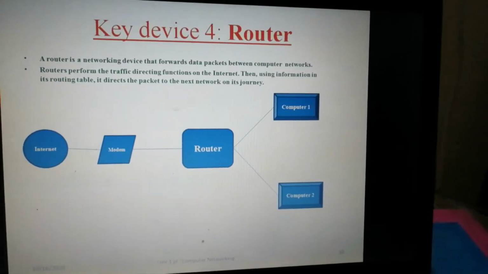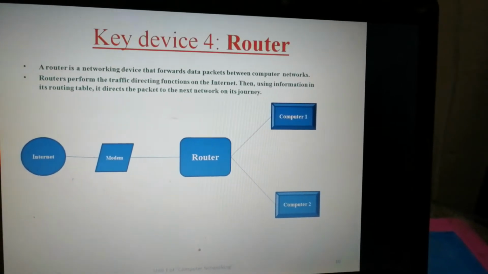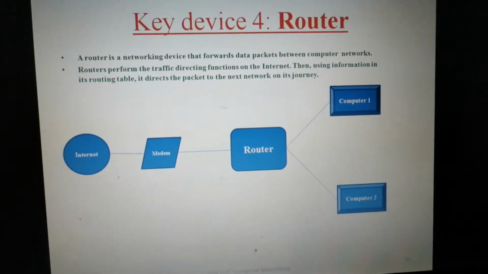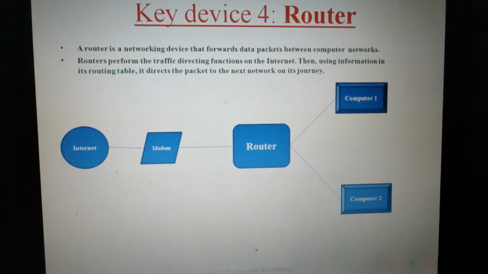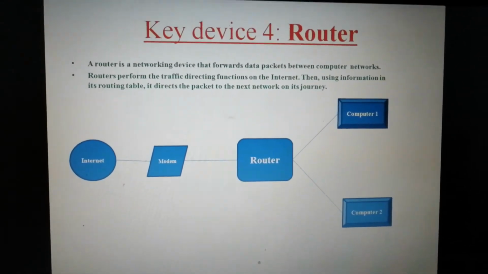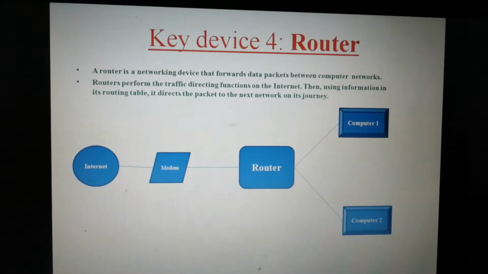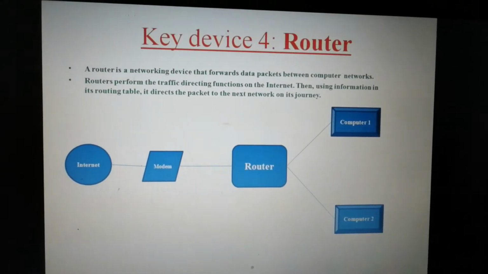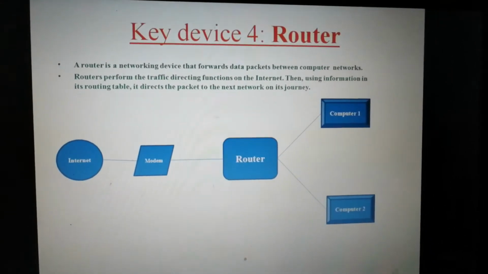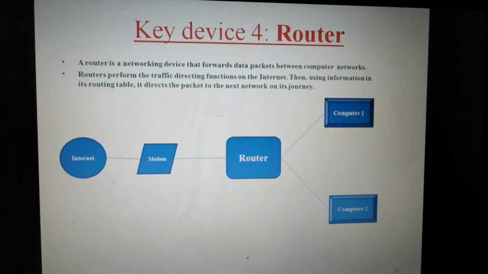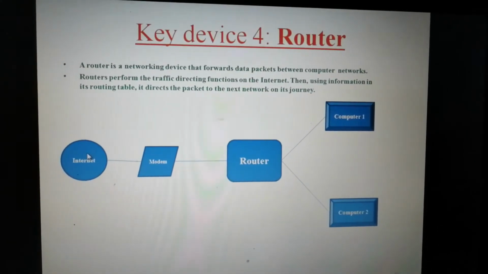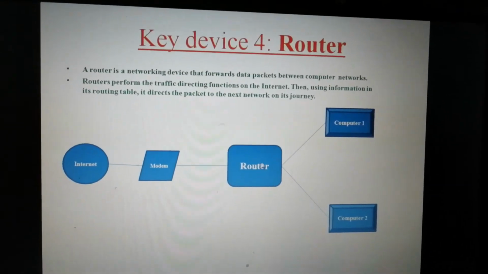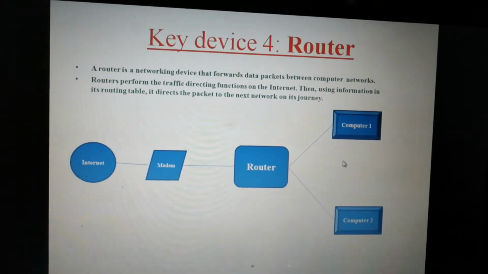Key device 4 is a router. A router is a networking device that forwards data packets between computer networks. Routers perform the traffic directing functions on the internet. Then using information in its routing table, it directs the packet to the next network on its journey. So in the figure below you can see there is internet, and here a modem is attached. To modem a router is attached, and the router is attached to 2 computers.